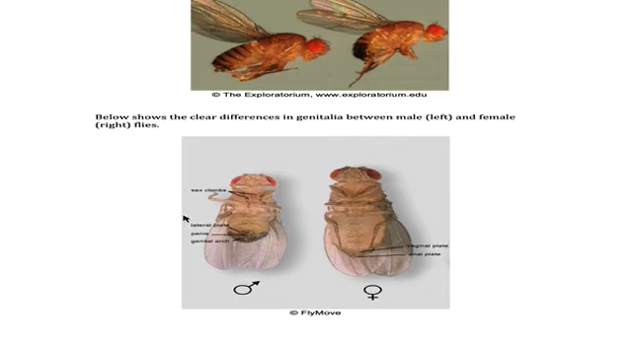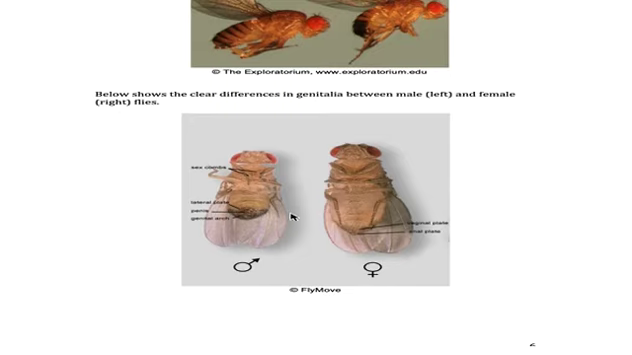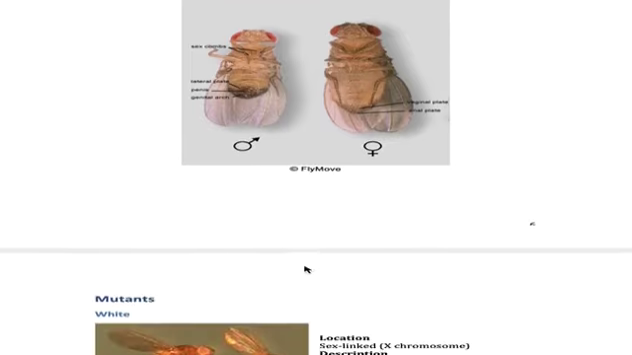Here we have an image of the male and female in terms of a head-on view for the sex comb. So you'll see the sex combs here on the front forelimbs of the male fruit fly. You additionally see more of the external structures, so the copulating organs for the fruit fly, and then comparing that to the lighter colored abdomen without any external structures of the female.